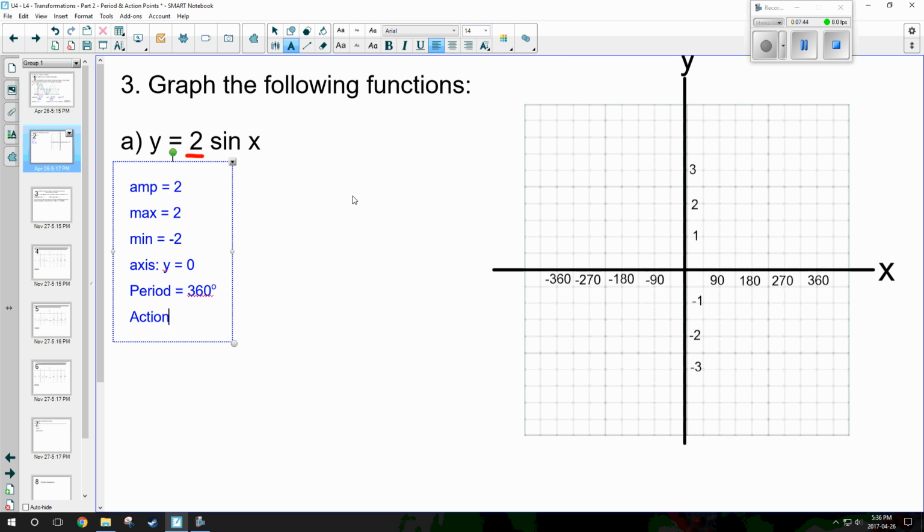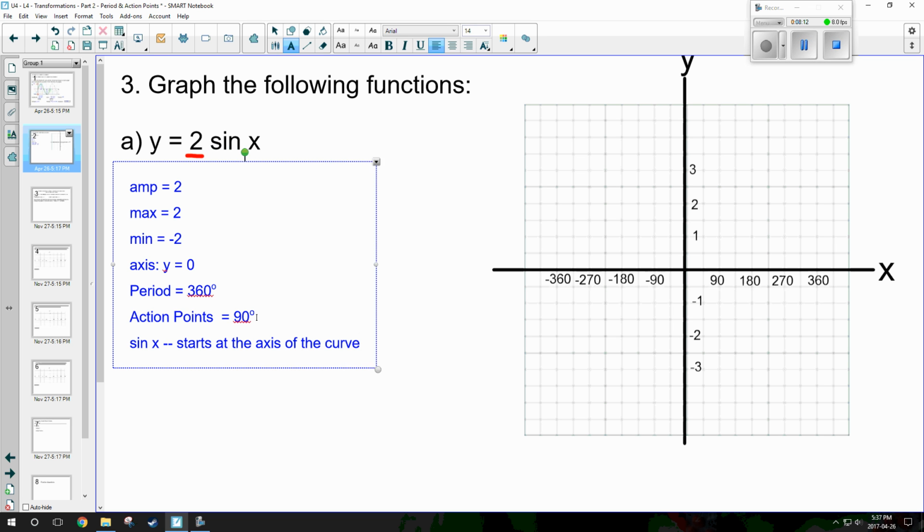We also know, and again, these are the basic things from our basic sine graph and cos graphs that we should have memorized, that our action points are every 90 degrees. And that, again, was something that doesn't change. That's from the basic graph. And we know that sine x, remember, starts at the axis of the curve. So those are the key pieces that we need to help us do our graph.